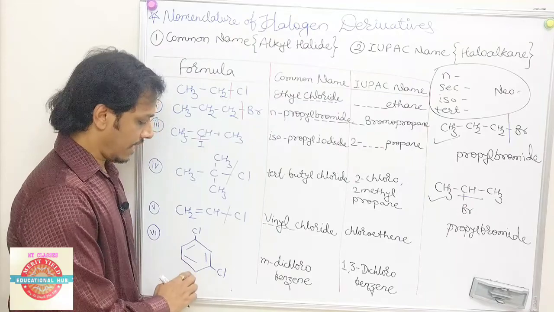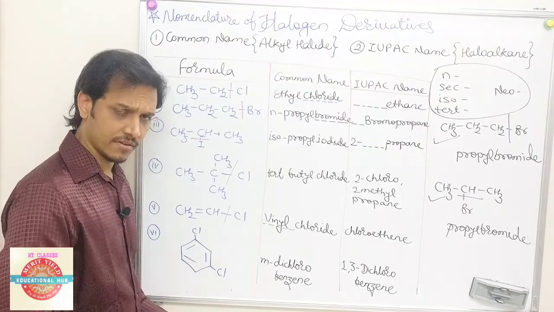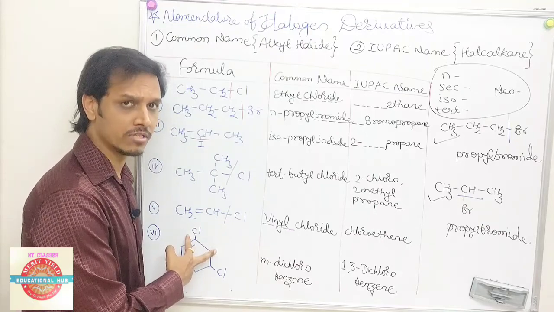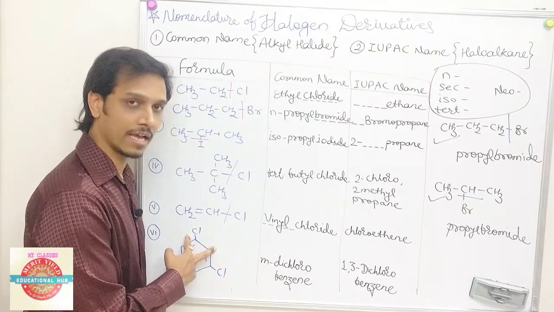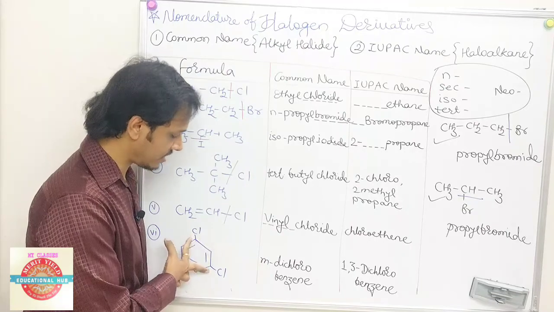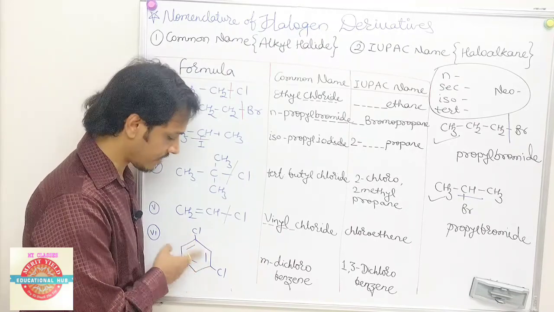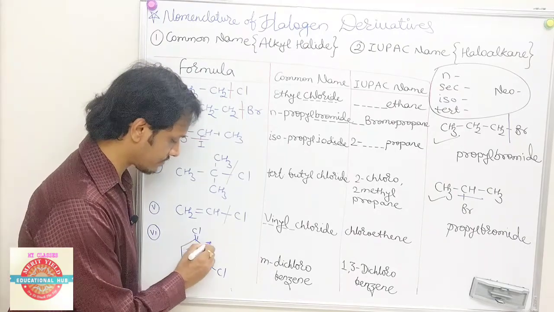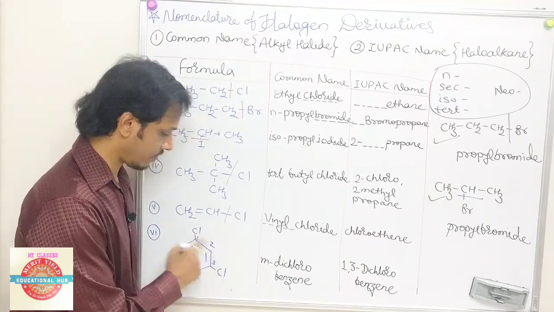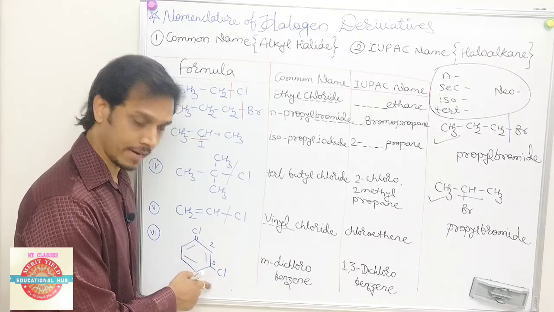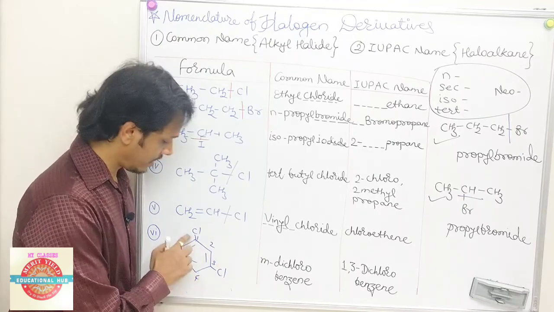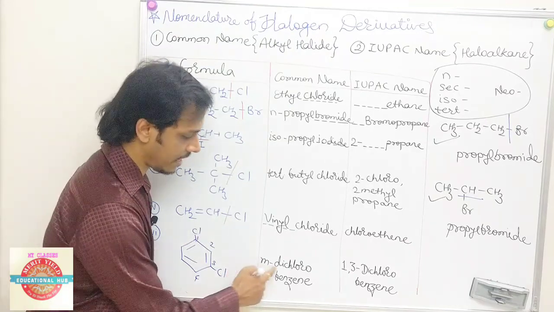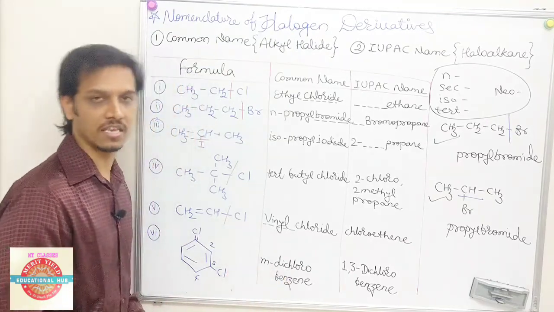Okay. And finally, if a 1-2 relationship is there, then that relationship in dihalogen derivatives of arenes is called ortho. If a 1-3 relation is there, it is called meta. If a 1-4 relationship is there, it is called para. Once again, 1, 2, 3, 4. 1, 2 ortho, 1, 3 meta, and 1, 4 para. Here we are having a 1-3 relationship. That's why the name meta dichlorobenzene is given.